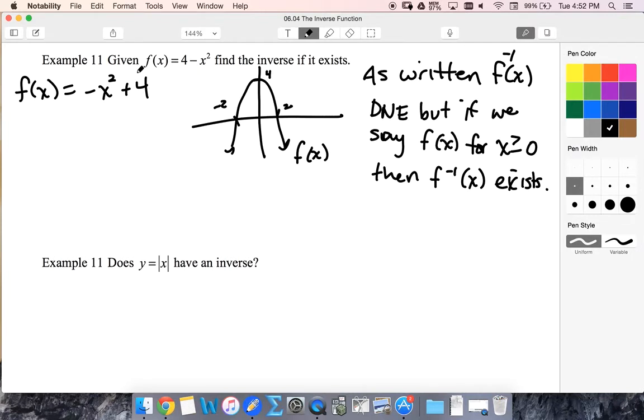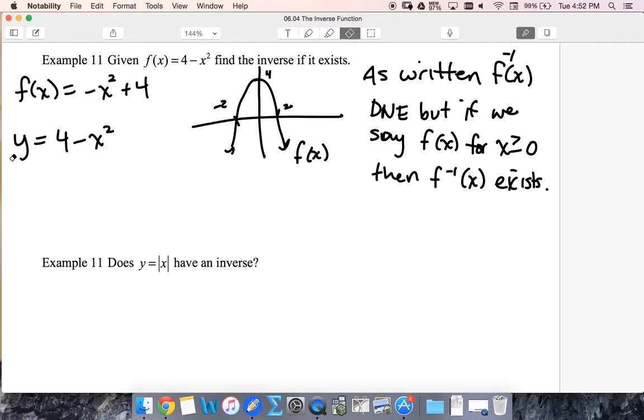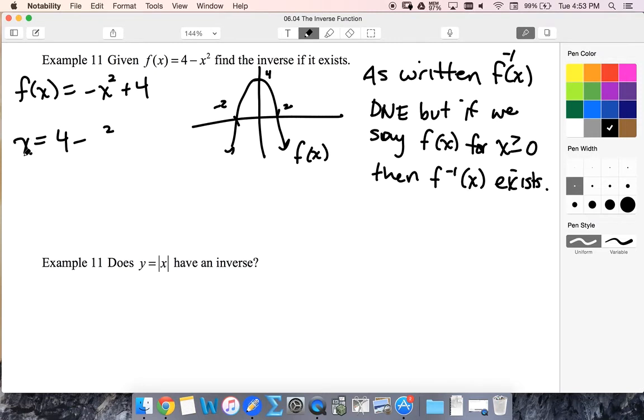So again, remember we switch x and y. And then let's actually switch them. So switch x and y, solve for y. So I'll have x minus 4 equals y squared, negative y squared. Negative x minus 4 equals y squared. So then y would be equal to plus or minus square root of this.